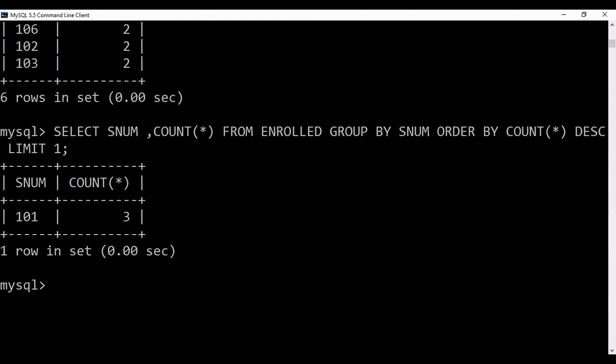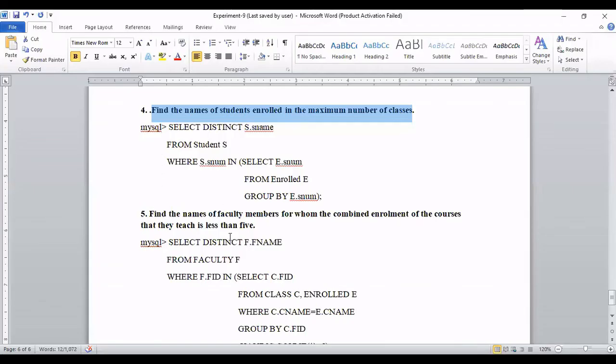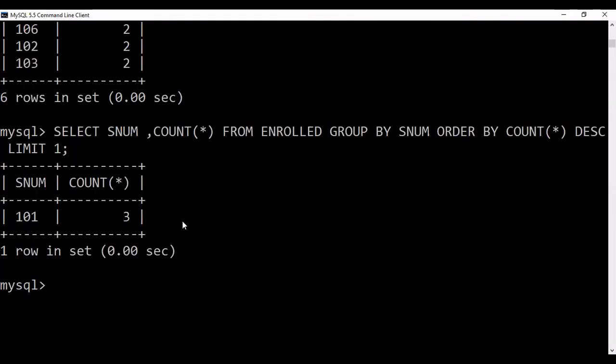The question is not the ID, the question is the name of the student. So how to get the name of the student? You need to apply the equation operation with that, then you will find this result. You can put the equation operation and you will get the result.